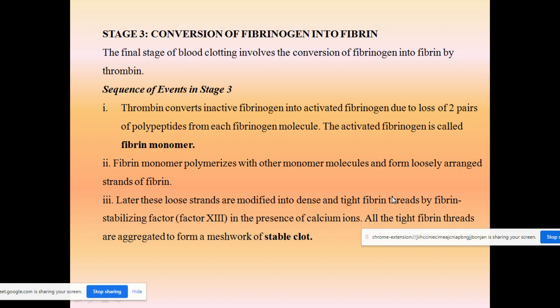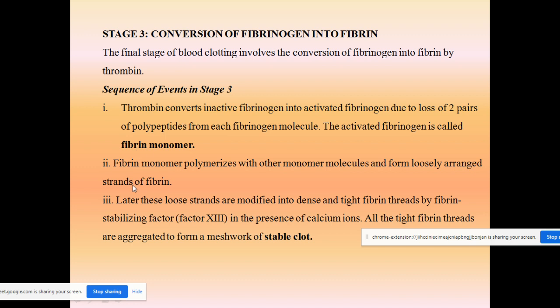The next stage is the conversion of fibrinogen into fibrin. This is the final stage of blood clotting, where a tight fibrin meshwork is formed by the activated thrombin, which is formed in the second stage. Here thrombin will convert the inactive fibrinogen into the active form, due to the loss of two pairs of polypeptides from each fibrinogen molecule. As I said previously, when fibrinogen gets activated it forms a fibrin monomer.